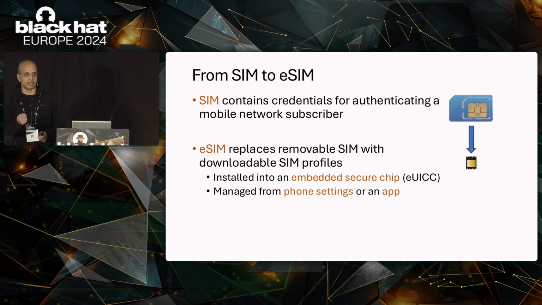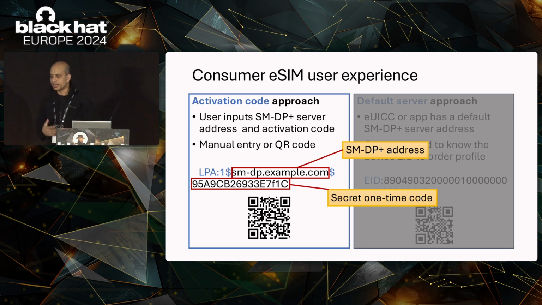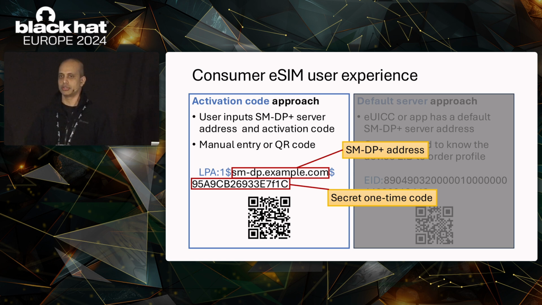Rather than going to a physical shop to get it, now you can download it from an app on your phone. It is still stored in a secure chip, which is known as the UICC, which is usually soldered inside the motherboard of the phone. So that's the basics. From a consumer perspective, how we use eSIM can vary depending on the approach that is applied at the point of sale.